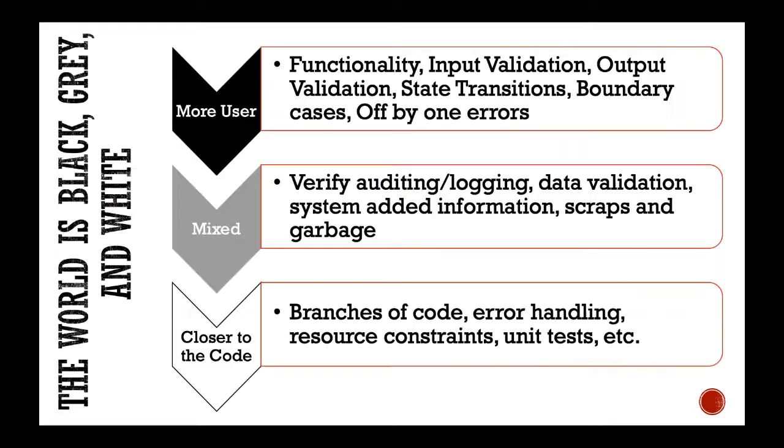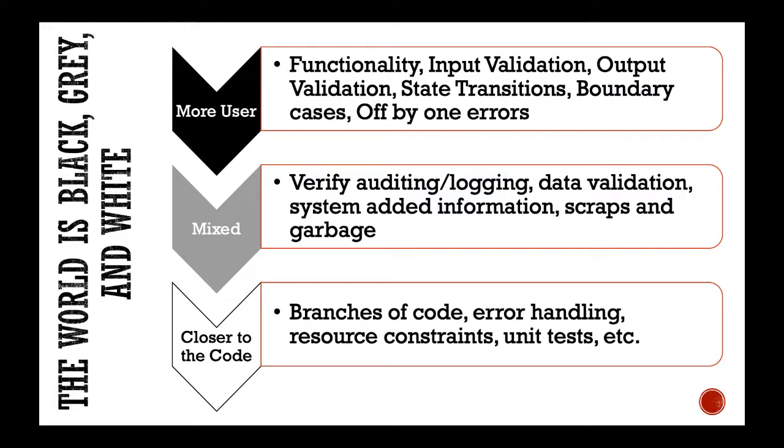Okay? So first things first, you're going to hear about three different types of testing in your reading. Black box, gray box, and white box. You'll see I've drawn up this chart here. Black box testing is closer to the user. White box testing is closer to the code, and gray box is in the middle.